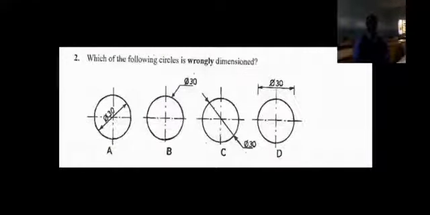Number two, which of the following circles is wrongly dimensioned? A proper dimensioning of a circle demands that the arrowhead passes through the center, and this one too passes through the center. Then this particular one, drawn this way, is correct. But this one is supposed to represent something like this. Unfortunately, the arrowhead did not point towards the center, qualifying B to be the correct answer, which is wrongly dimensioned. The answer is B.